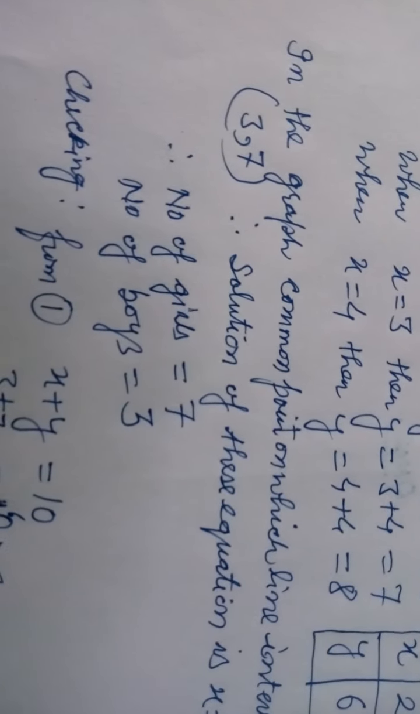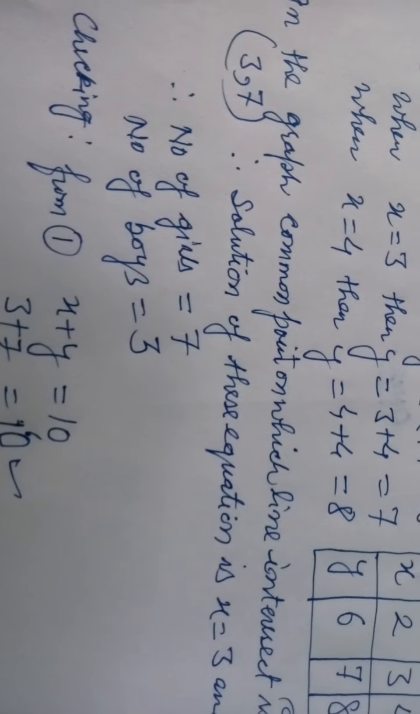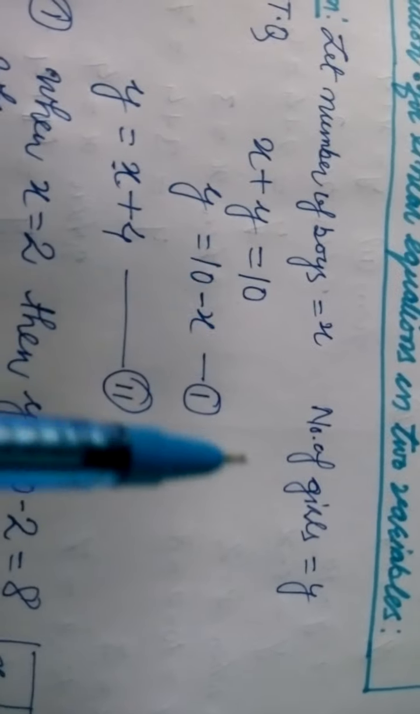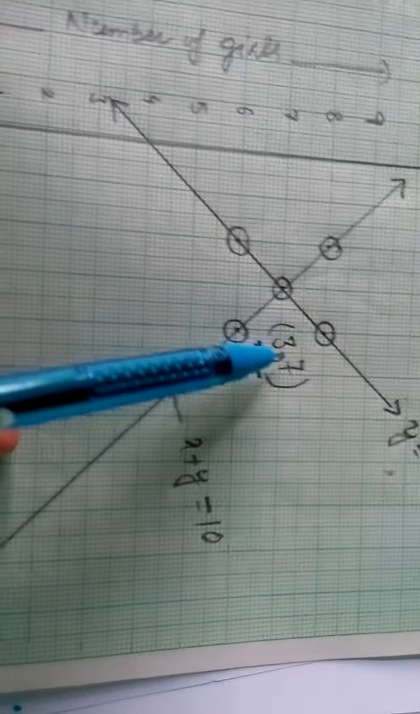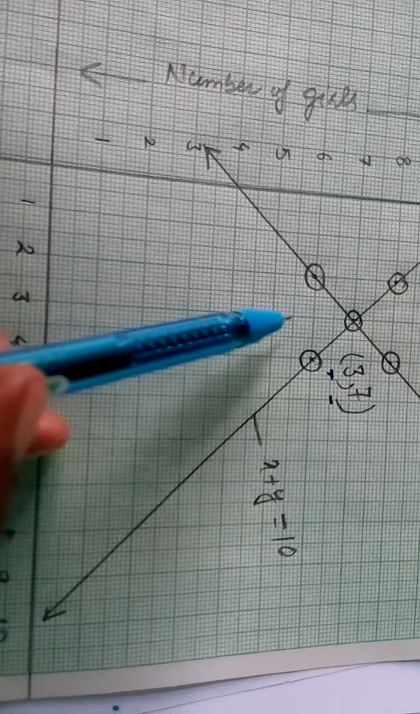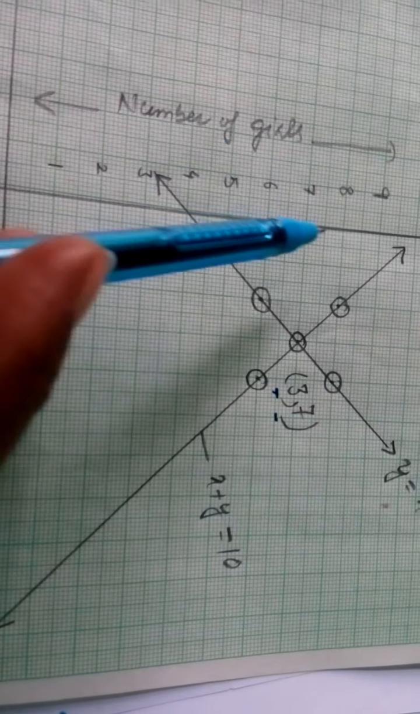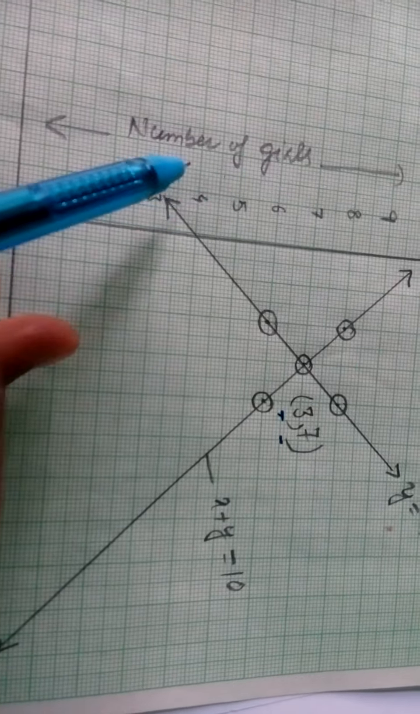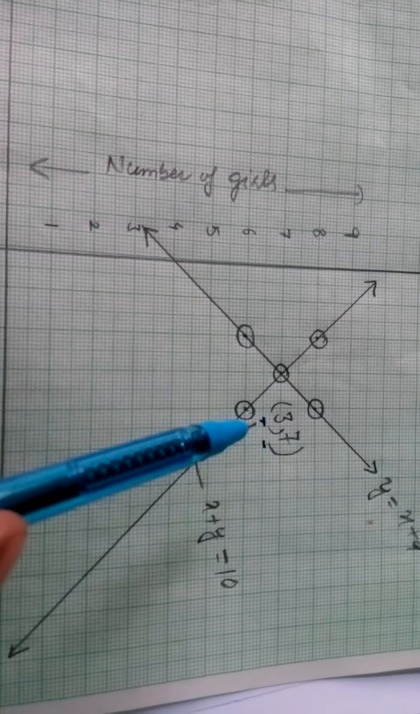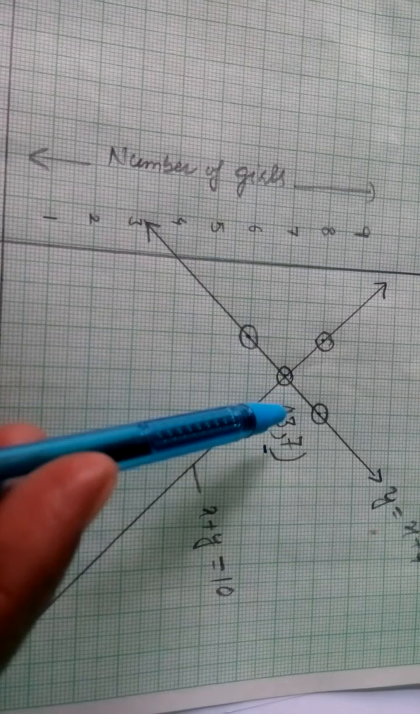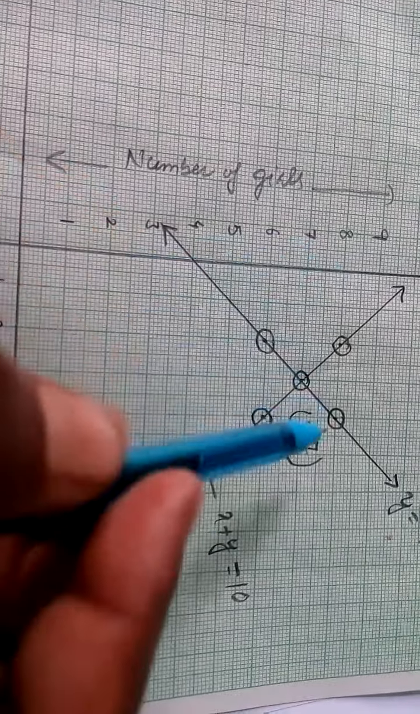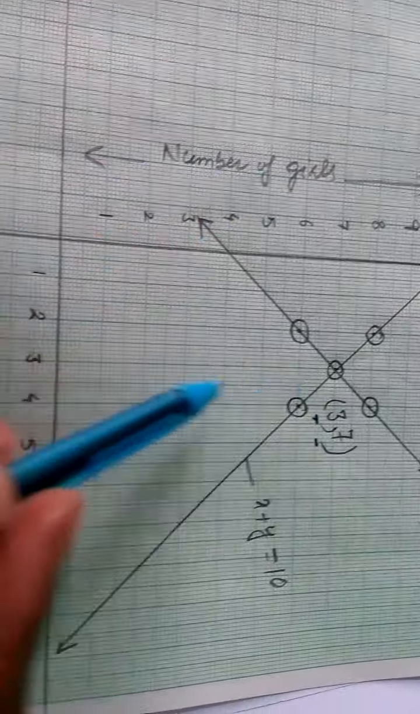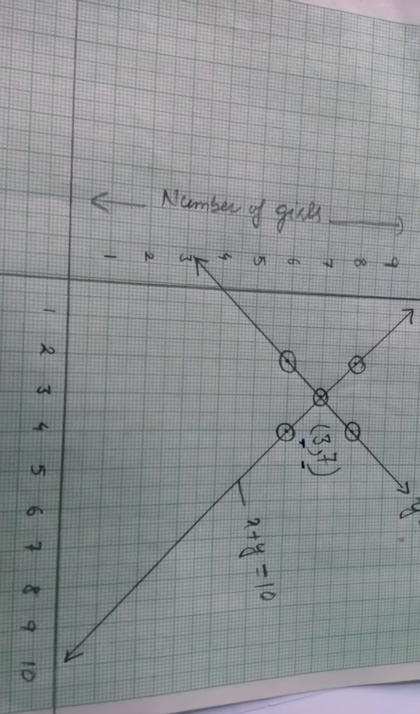So (3, 7) is the solution of these equations. The number of boys is x, so the number of boys will be the x coordinate of this intersecting point, which is 3. We have taken y as the number of girls, so the y coordinate of this intersecting point is 7. So the solutions are x is equal to 3 and y is equal to 7. Therefore the number of girls is 7, and the number of boys is 3. Okay, so this is the answer.